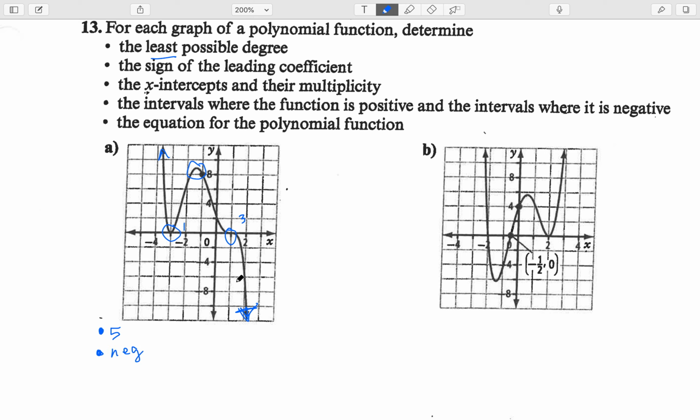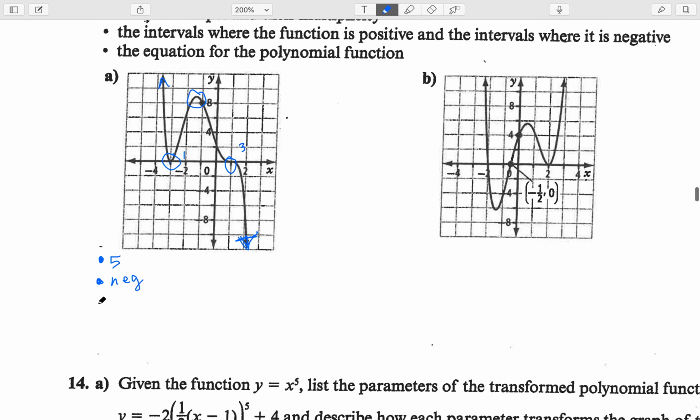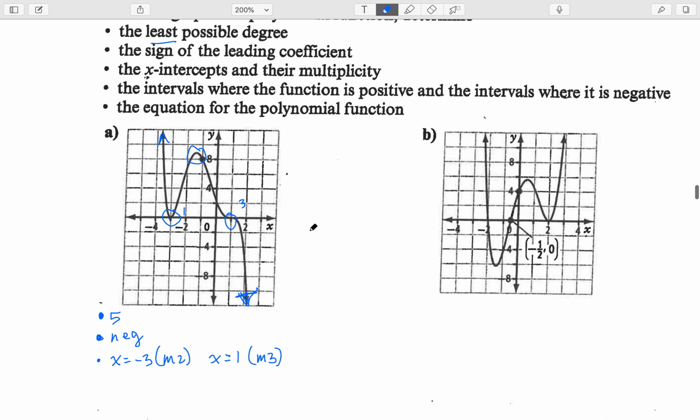Negative, because it's going down to infinity. The x-intercepts: negative 3 has a multiplicity of 2. Oh, that's why it's a double root. And positive 1 has a multiplicity of 3. So x equal to negative 3, multiplicity of 2. x equal to positive 1, that one has a multiplicity of 3. It's a triple root. A single root crosses over, right? A double root is tangent. And then the triple root is like an inflection kind of shape. Okay.